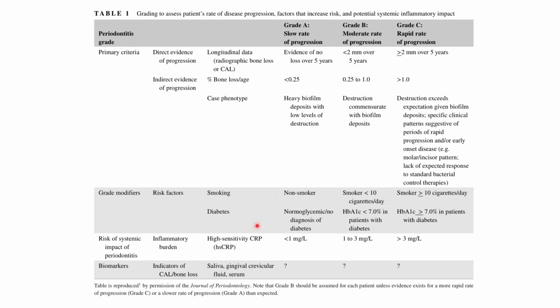It's good to know, but clinically, what we need to look for is either we have records, so we look for the clinical attachment loss or radiographic bone loss over the past 5 years, or we don't have records for the past 5 years, so we use the percentage of bone loss per age, and then we use the grade modifiers, which is smoking and diabetes, to assign a grade.